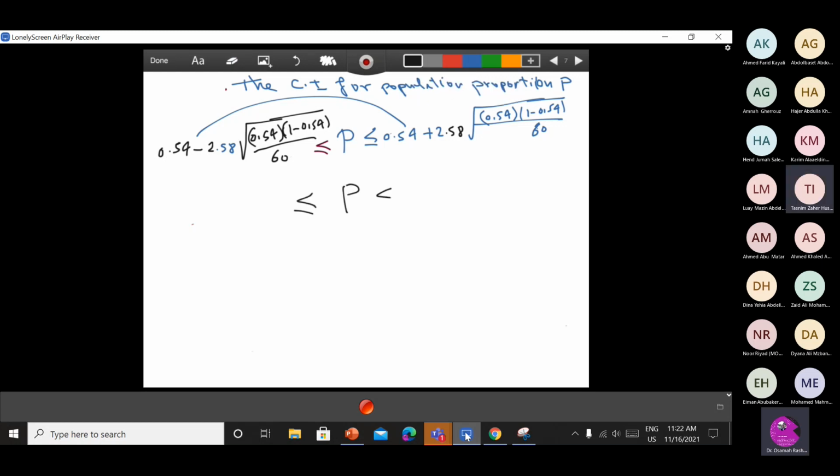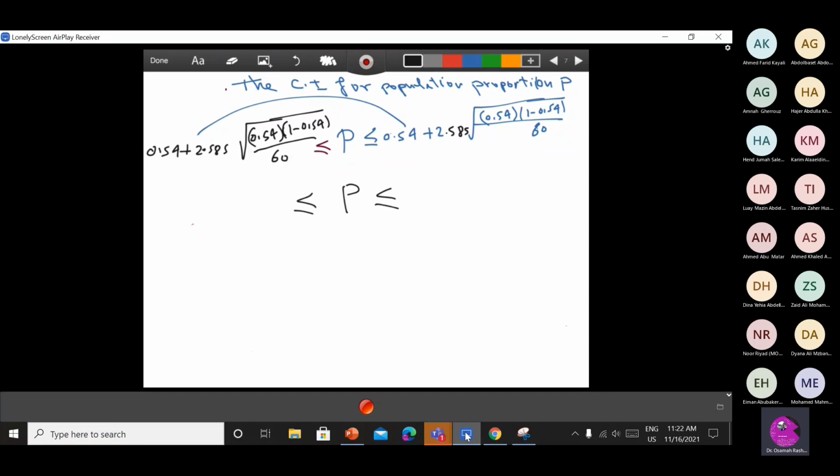Yeah, exactly. But doctor, isn't it supposed to be three decimal places? Because we found the average of 2.58 plus 2.59, which came out as 2.585. Yeah, 2.585. If you would like to be more accurate, yes. 0.54 plus 2.585. Thank you so much. Yes, you are right.